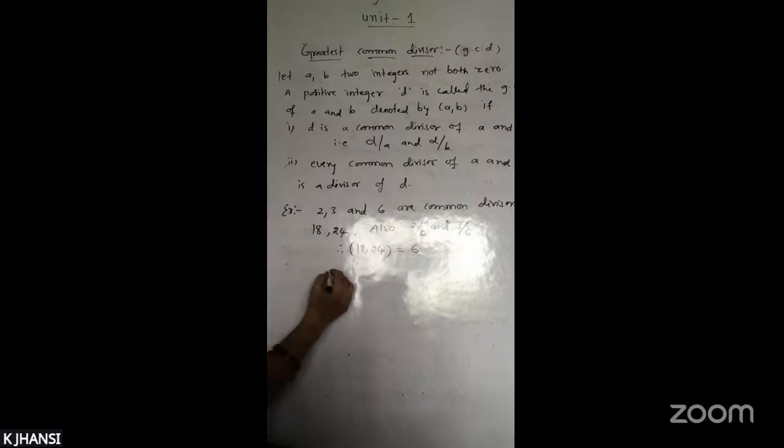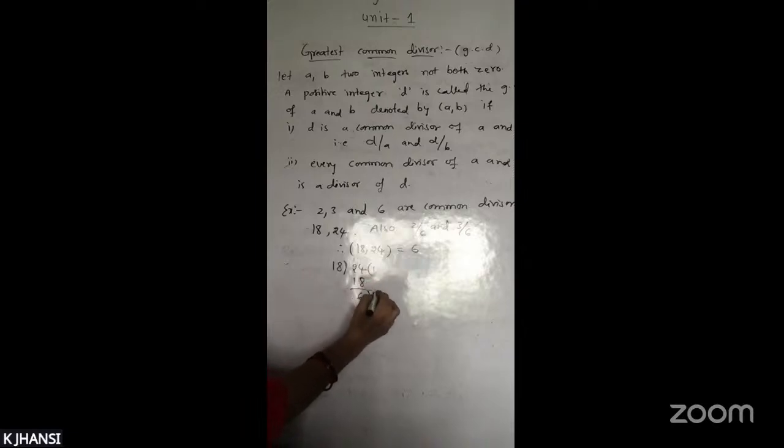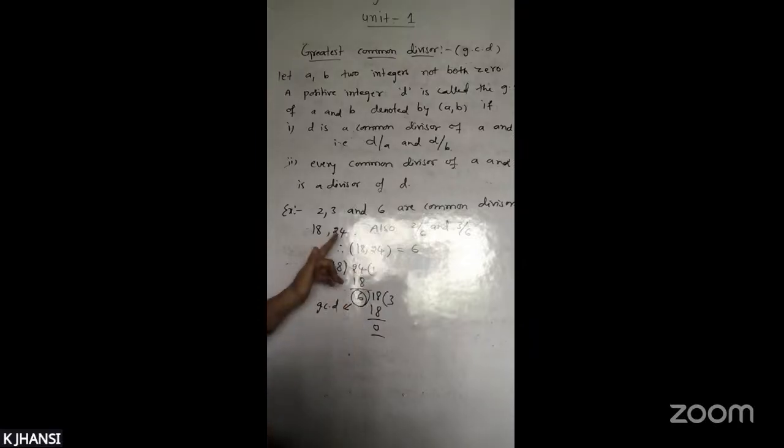And one more method, which we have seen in lower classes: 18 ones are 18, 6 threes are 18. So this is called the GCD, the greatest common divisor of 18 and 24. Like this, by this easy method also you can find the greatest common divisor, which is the common divisor for two numbers. Okay, so this is the concept of greatest common divisor. Next we have the division algorithm.